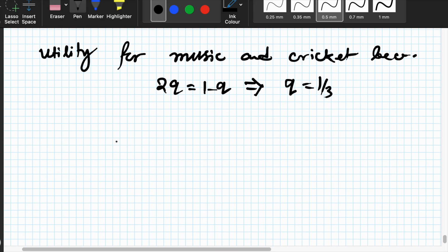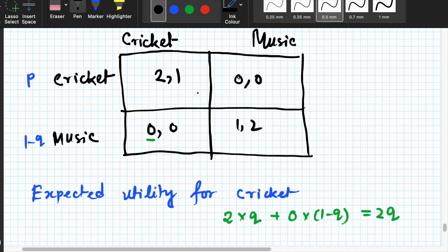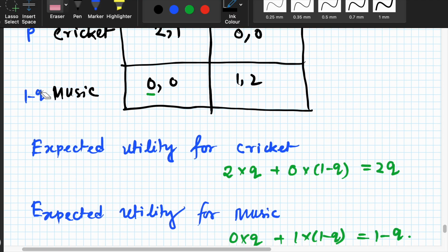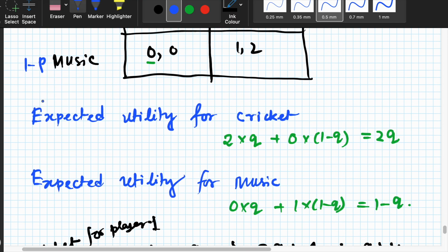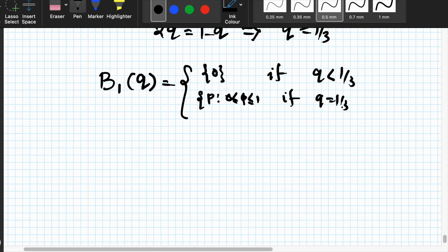So we can write the best response function in this way: the best response of q is p equal to 0, meaning going to the musical concert, if q is less than 1/3; any p between 0 and 1 if q equal to 1/3; and p equal to 1 if q is greater than 1/3.